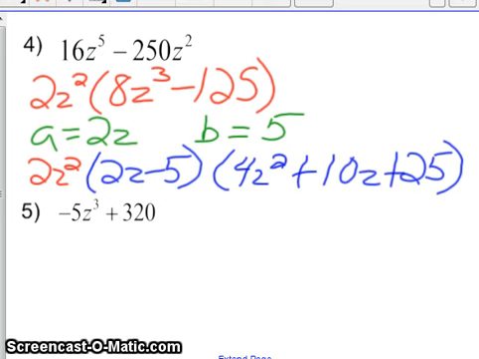So my GCF is negative 5. Negative 5 times z to the third is negative 5z to the third. Just a reminder, anytime the first term is negative, the GCF is negative. 320 divided by negative 5. Oh, I don't know if I can do that in my head. I'm running out of time. You can do it. What is it? You guys did it already, right? Yeah. 320 divided by negative 5 is 64.